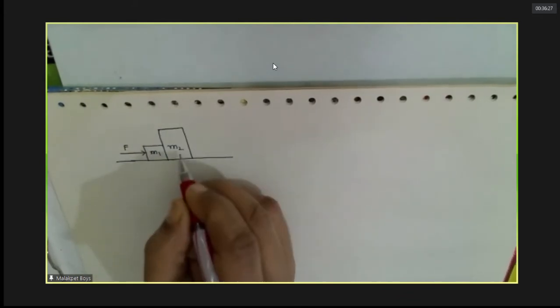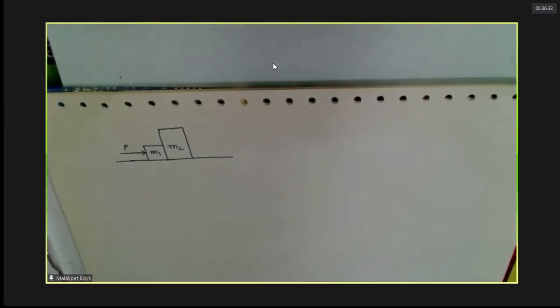Even between this, because of weight, it will press the ground. So normal reaction will arise. Normal reaction is also a pressing force. Unless one body presses the other body, normal reaction will not arise. Understood this? Yes, sir.